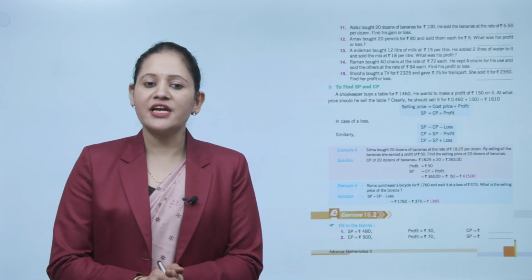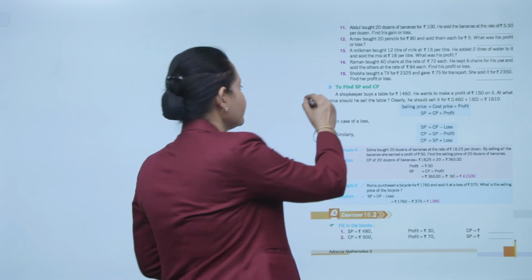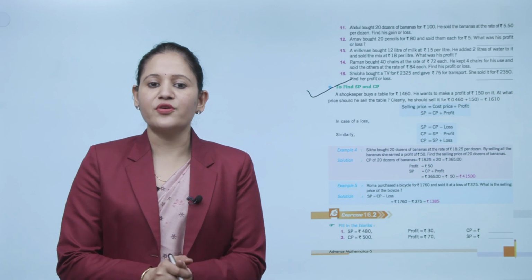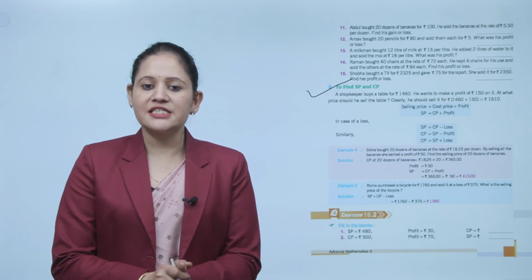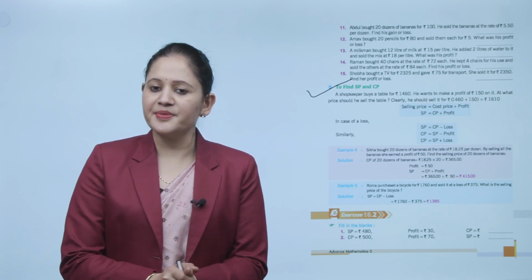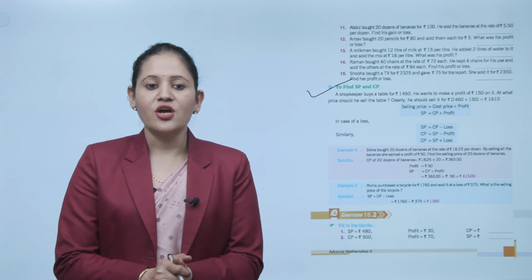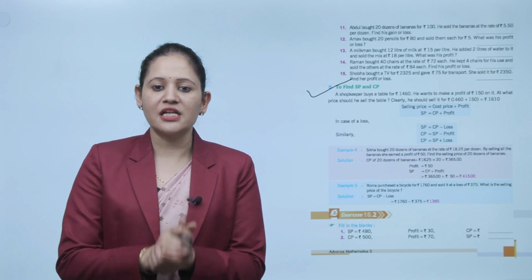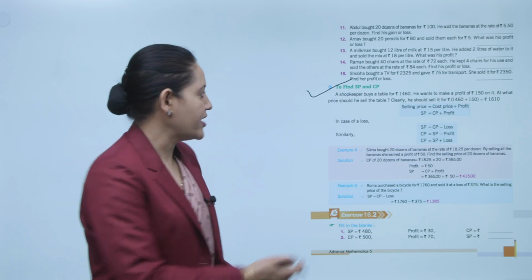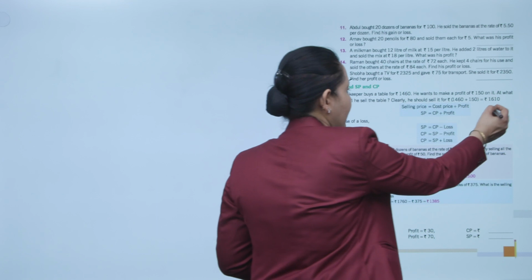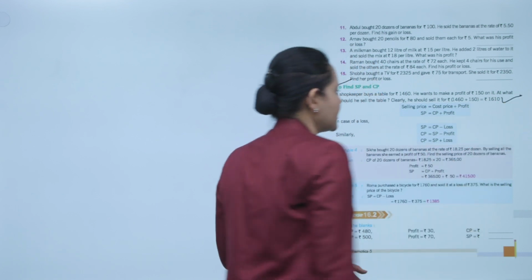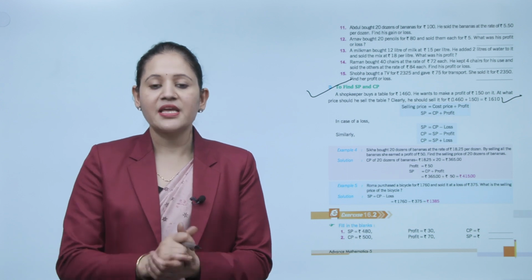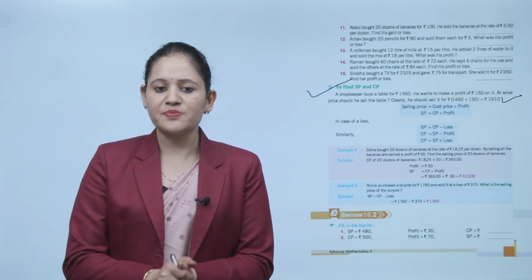Next is to find SP and CP. A shopkeeper buys a table for rupees 1,460. He wants to make the profit of rupees 150 on it. At what price should he sell the table? Clearly, he should sell the table at rupees 1460 plus 150, that is rupees 1610. So selling price is cost price plus profit. SP equals to CP plus profit.